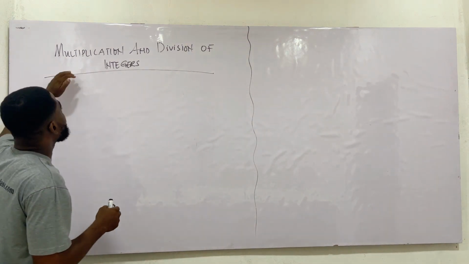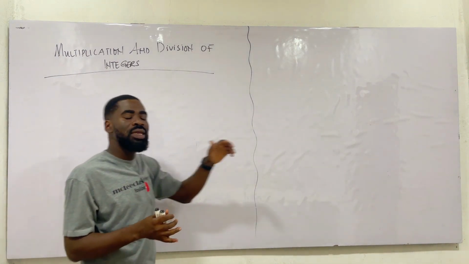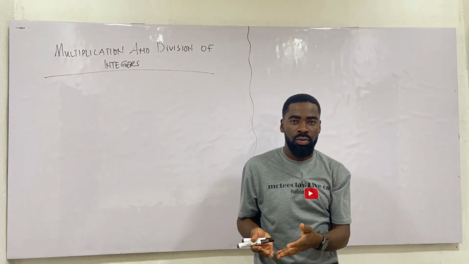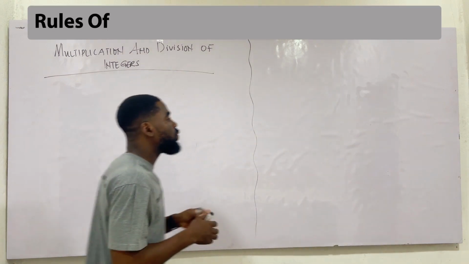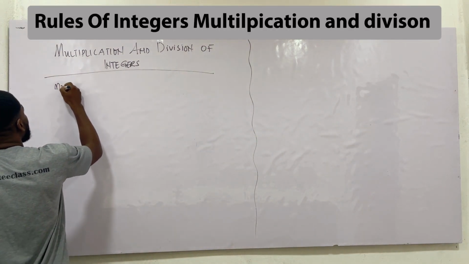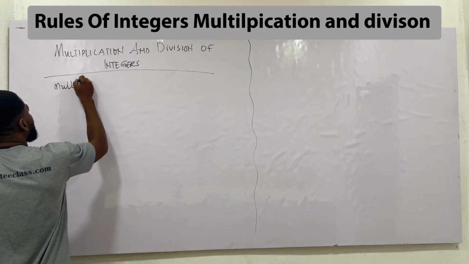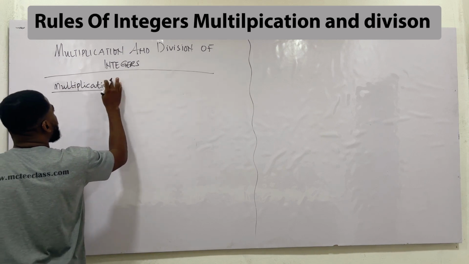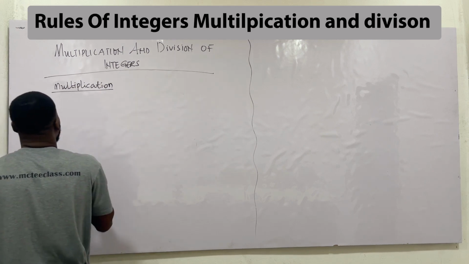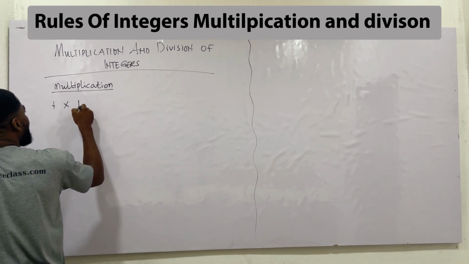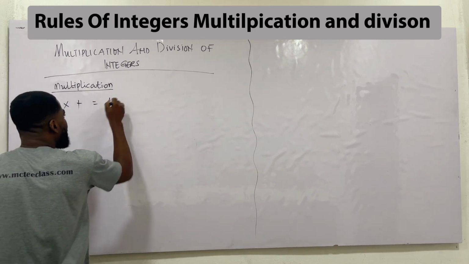Good. Now, before we can multiply and divide integers, there are rules that we need to follow. Now, what are the rules of integers? When it comes to the multiplication, the rules are very simple. Now, if we have a positive number multiplying another positive number, the answer becomes positive.